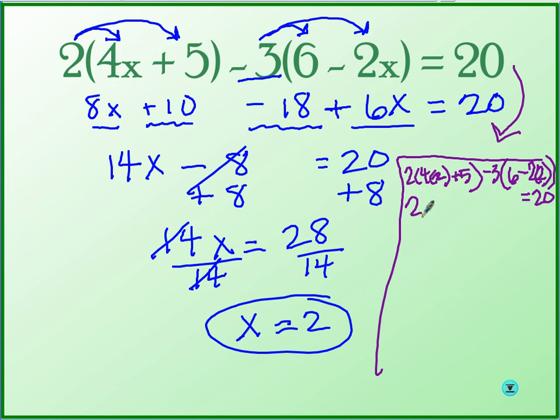Inside my first set of parentheses, I get 4 times 2 is 8. When I add that to another 5, I get 13. I'm subtracting 3 times. 2 times 2 is 4, so I get 6 minus 4, which is 2. Again, that's supposed to equal 20. 2 times 13 is 26. We're subtracting 3 times 2, which is 6. Does 26 minus 6 equal 20? You bet it does. So we know that we've done our equation correctly.